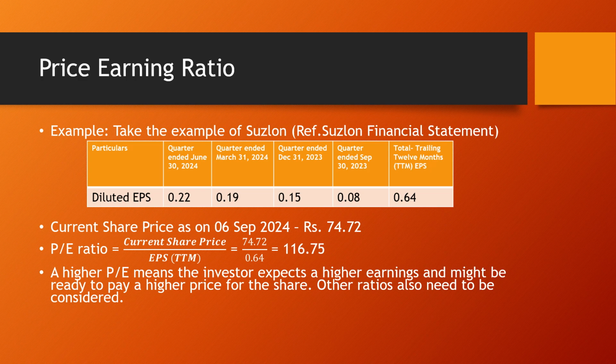When you add these diluted EPS, you get the trailing 12 months EPS, TTM, which is 0.64. And the current share price as on 6 September was rupees 74.72 per share. So the price earning ratio is nothing but 74.72 divided by 0.64, which gives you 116.75.